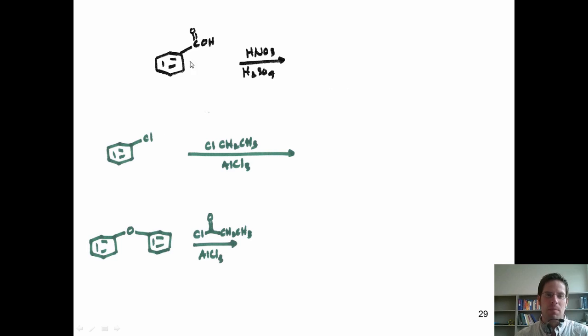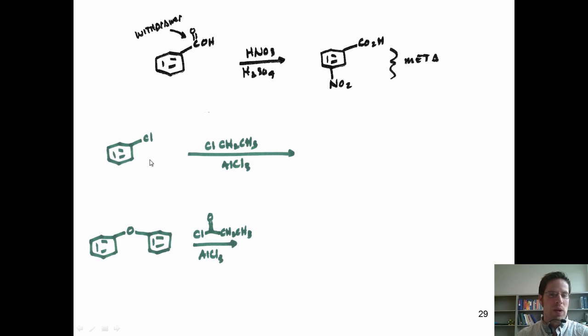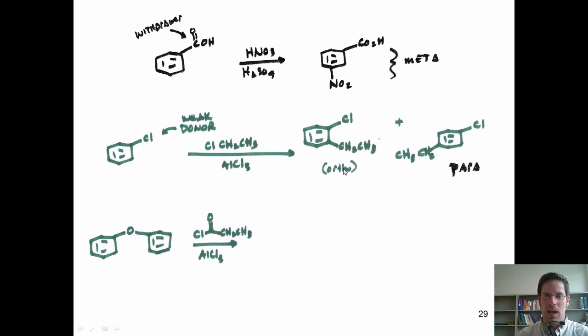Here are some more examples. I've got a carboxylic acid, nitrating it. Withdrawing group puts the NO2 meta. Here I've got a chlorine. It's a weak ortho-para director. That is a weak donor. I'm going to do a Friedel-Crafts alkylation. It's going to end up being ortho and para.